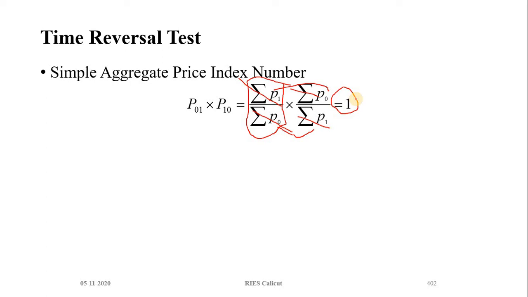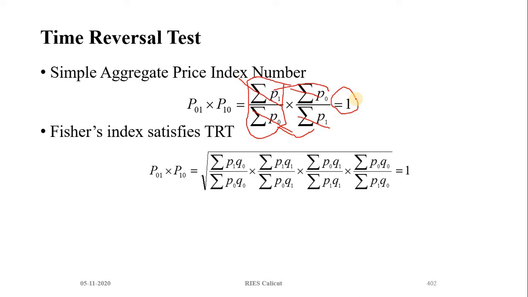Okay, coming to the next one, it's the most important test, Fisher index number. So what is the formula for Fisher index number? Fisher index number is nothing but the geometric average of Laspeyres and Paasche's methods. So what is the Laspeyres index number? Sigma P1 Q0 divided by sigma P0 Q0, into Paasche's, which is sigma P1 Q1 divided by sigma P0 Q1. So this is the Laspeyres index, this is the Paasche's index.